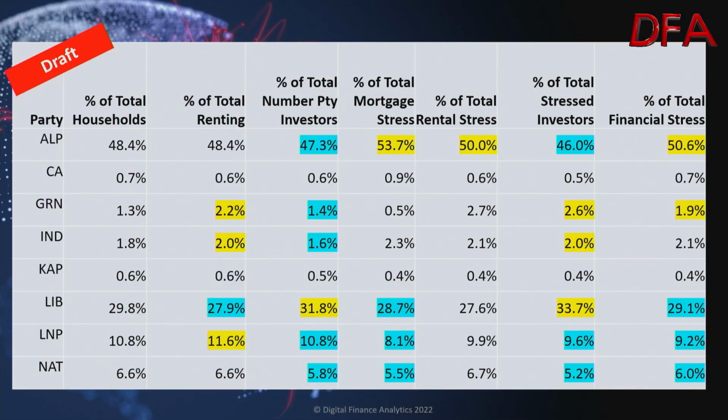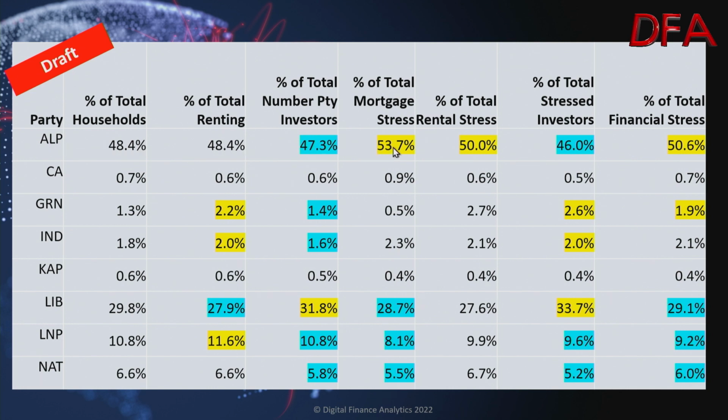Okay, let me just show you this slide. This is where I took each of the parties. This is based on the last federal election, and then I looked at the proportion of households. This is basically who was elected in each of the locations. And interestingly, 48% of households are ALP.